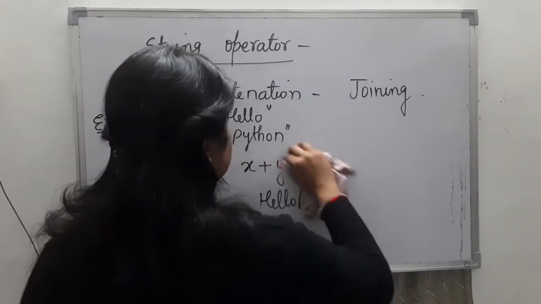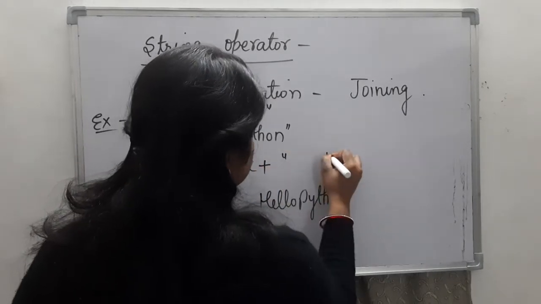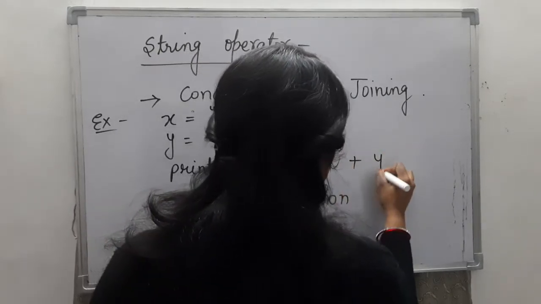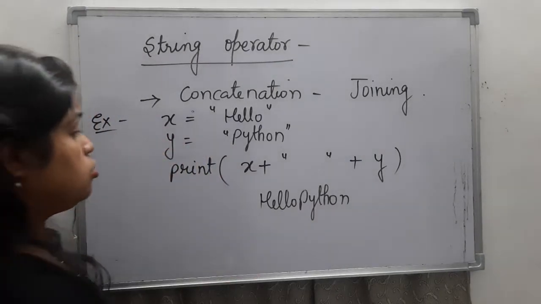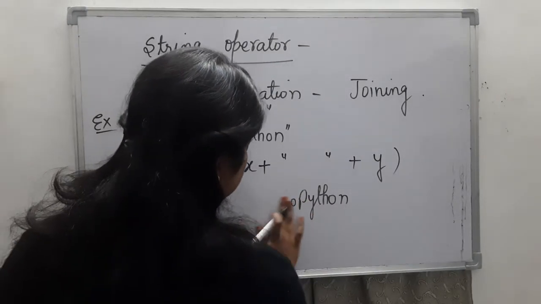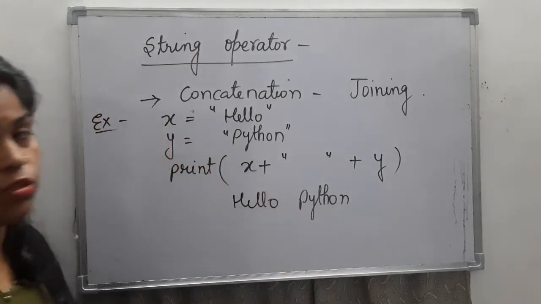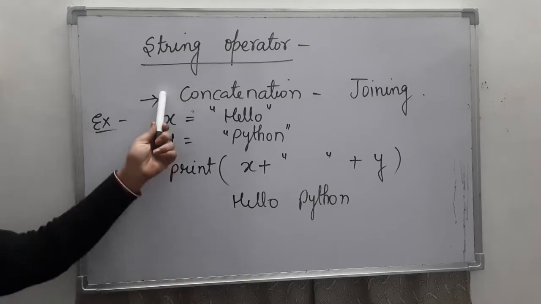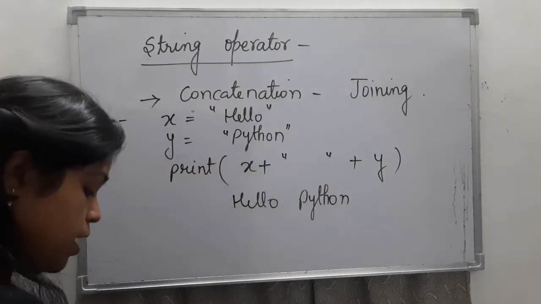If you want to give a space, you can write it this way: x plus a single-quoted space, plus y. A little space will remain here, so the output will be hello Python with a space. So the plus operator, or concatenation operator, can be used like that.